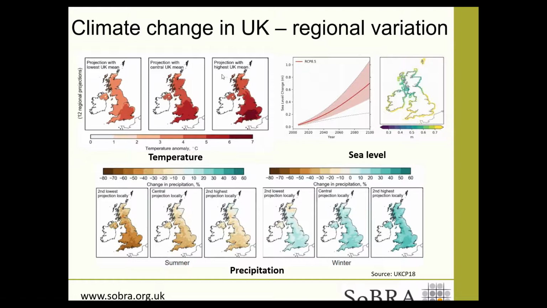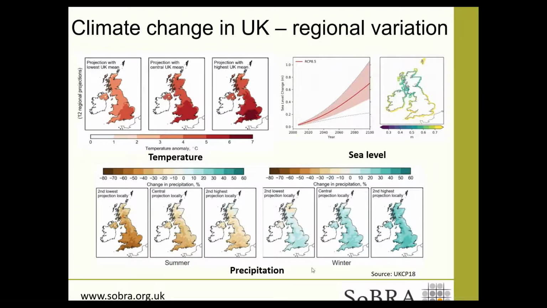So the first image we've got up at the top left corner shows temperature projections, with all areas of the UK projected to experience warming, with warming greater in the summer than the winter. It also shows that southern England is projected to warm more than northern regions in the UK.